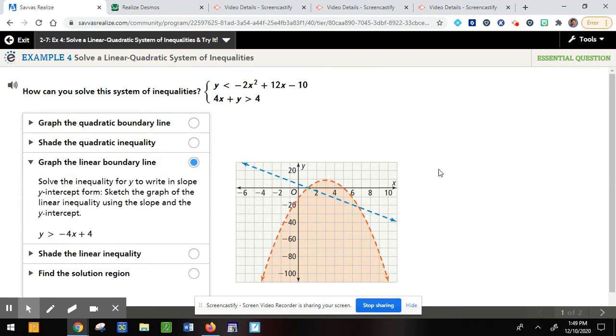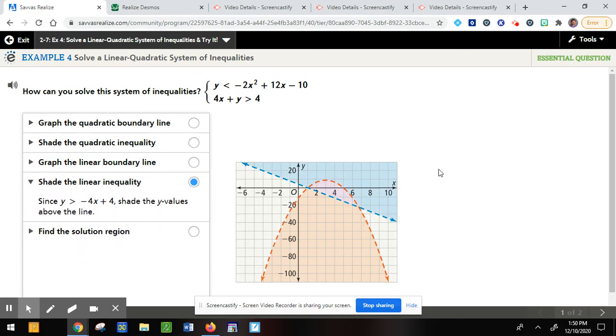Now we'll graph the line. So that's just y-intercept. Well, I guess converting it to slope-intercept form would make sense. So y-intercept at 4, slope of -4. You shade above because it's greater than.